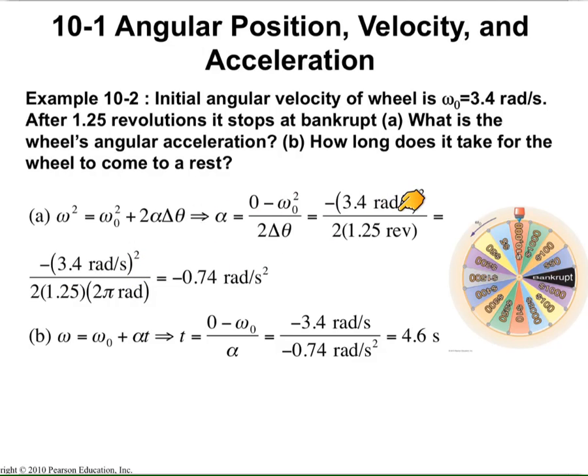So when you put everything in the equation, solve for alpha, which is the angular acceleration, you will have a negative quantity, which is minus 0.74 radian per second square. So this is the angular acceleration. It is negative because the wheel is slowing down.